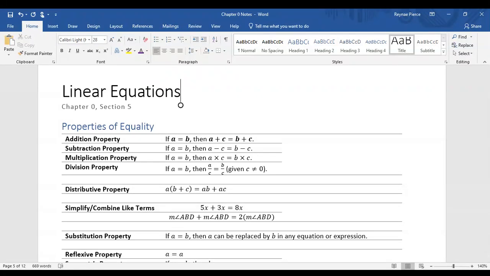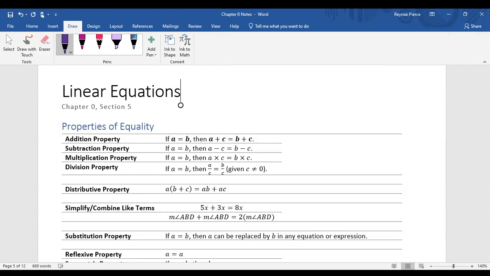These first four, the addition, subtraction, multiplication, and division properties of equality, are all what keep equations balanced. If you've got 5x plus 3 equals 13, and you know, hey, I need to subtract 3 from both sides, that is the subtraction property of equality. We can subtract the same thing from both sides to keep the equation balanced, okay?